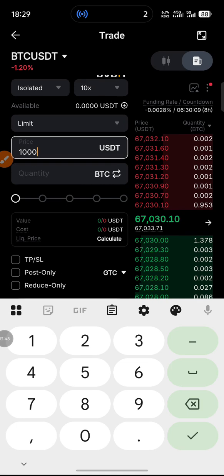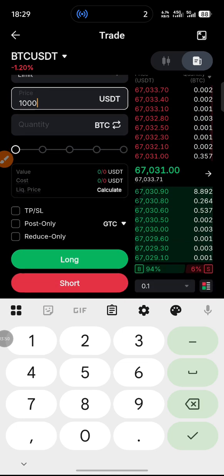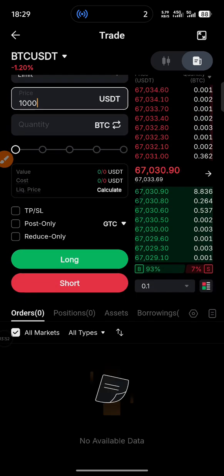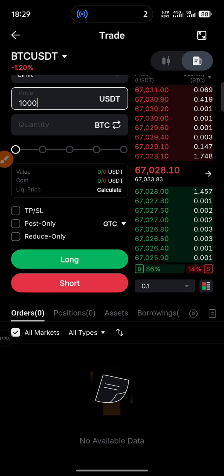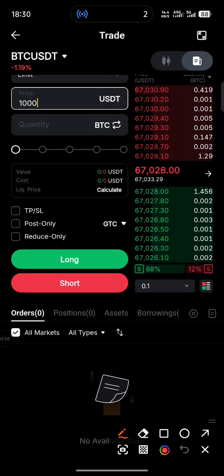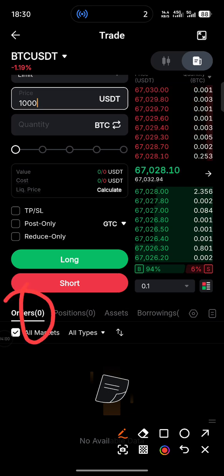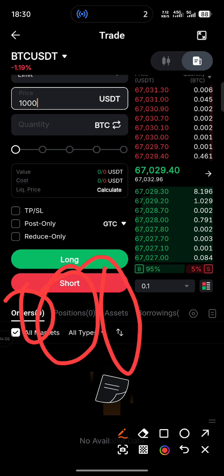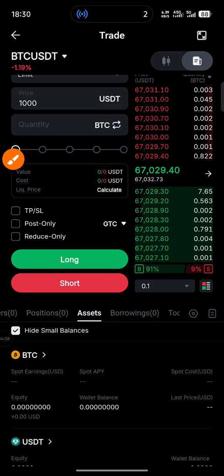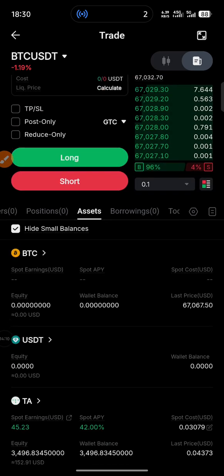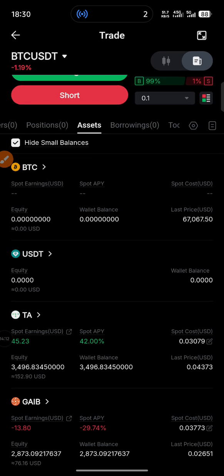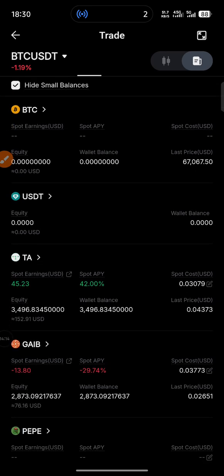So these are actually very simple to use and also very easy to understand. But if there's anything you don't understand here, please do well to drop your question. The moment you place an order, it will be showing here, and also your positions will be showing here, and your assets, what you particularly purchased. Like now, if you click on this asset, what you particularly purchased will all be appearing here. You can see I purchased those ones.